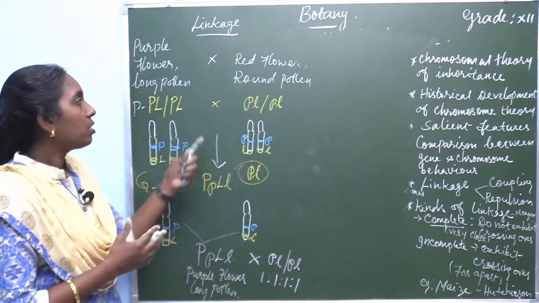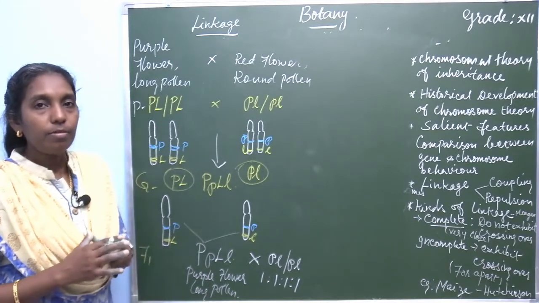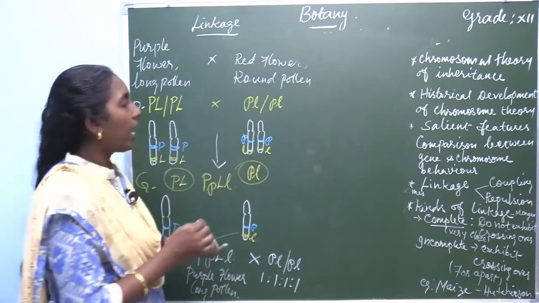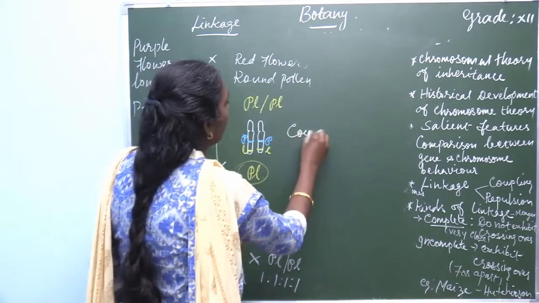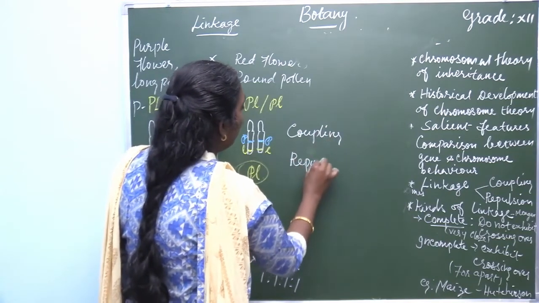So, these characters or these genes are inherited together. So, there are two different types: coupling and repulsion.